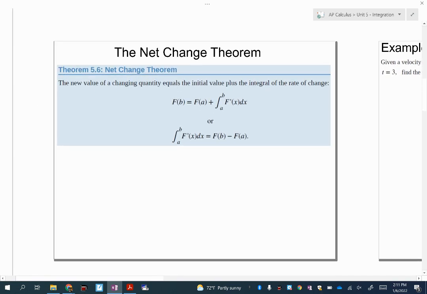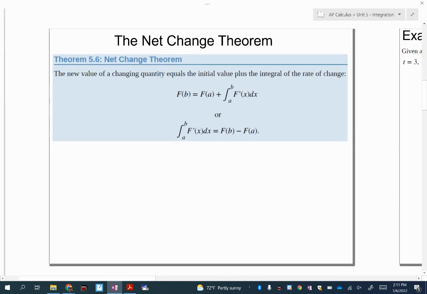Okay, let's talk about the net change theorem. Essentially, it says that if there's a new value of a changing quantity, you take your initial value and add it to the integral of the rate of change. You'll notice this f prime of x, the derivative of the antiderivative, is kind of like your starting function. And if they shuffle it around, you'll notice that it looks extremely familiar. We've been working with that for a couple of lessons now. That's part 2 of the fundamental theorem of calculus. So ultimately, this is going to help us find the new value of the changing quantity.